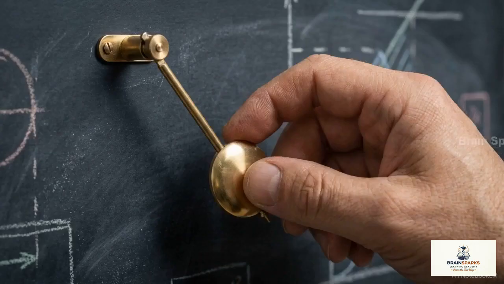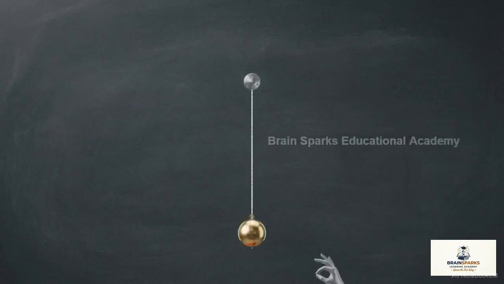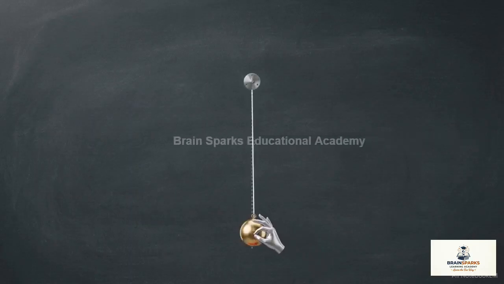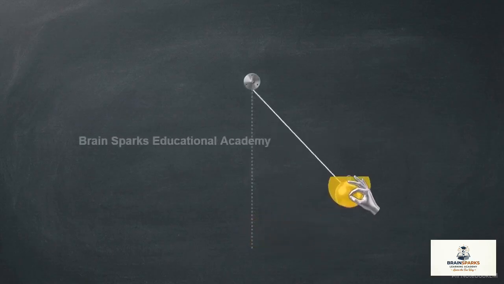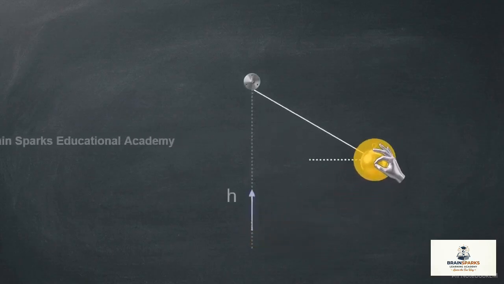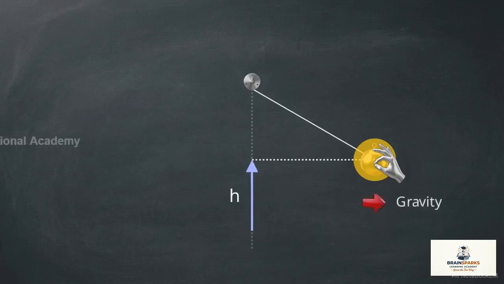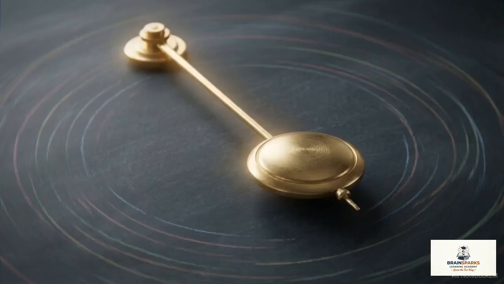To get things moving, we have to do a little bit of work. We reach out, grab the bob, pull it to the side, and lift it to a new height above that resting equilibrium point. By lifting the bob against the downward pull of gravity, we are packing it full of stored energy. This simple action builds the required foundation for all the motion that is about to follow.